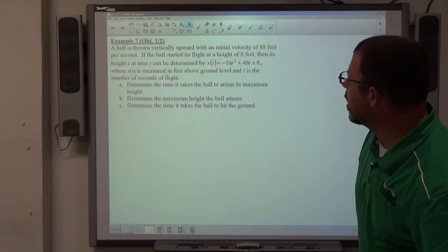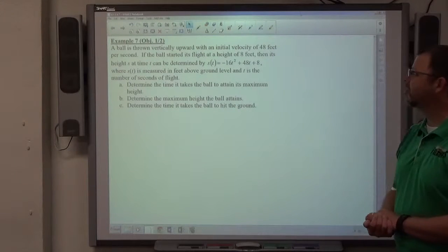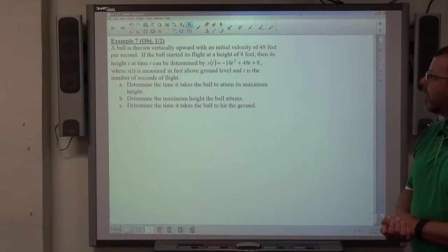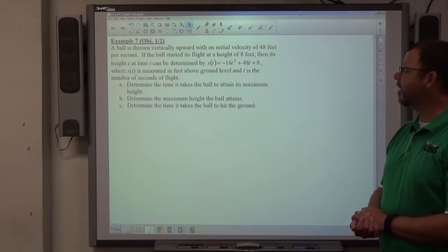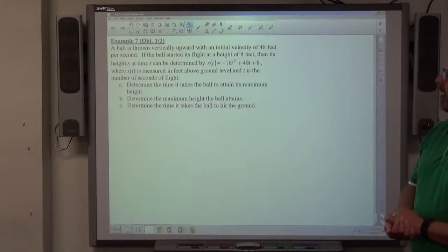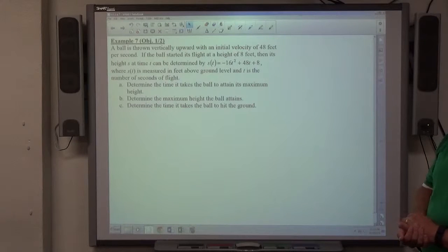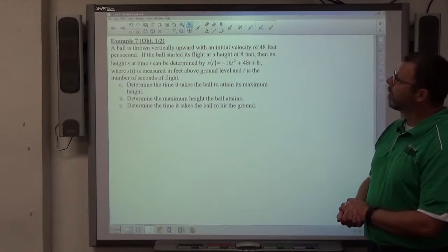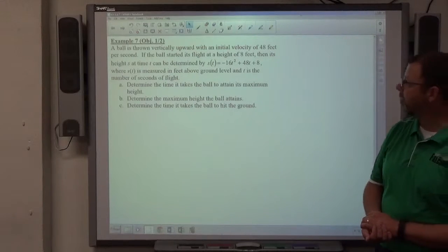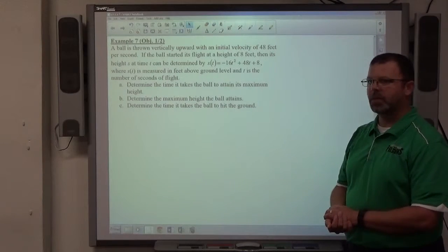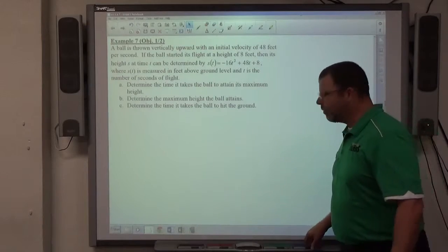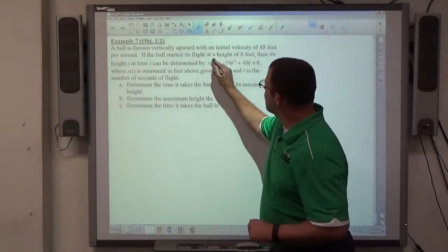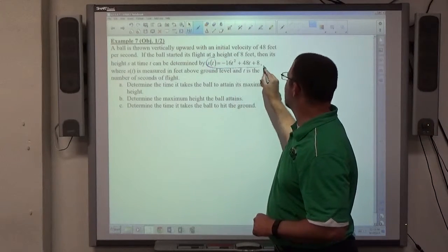Okay, example 7. A ball is thrown vertically upward with an initial velocity of 48 feet per second. If the ball started its flight at a height of 8 feet, then its height s at time t can be determined by s of t equals negative 16t squared plus 48t plus 8, where s of t is measured in feet above ground level and t is the number of seconds of flight. Okay? Basically, the gist of that is here is an equation representing the height of the ball.